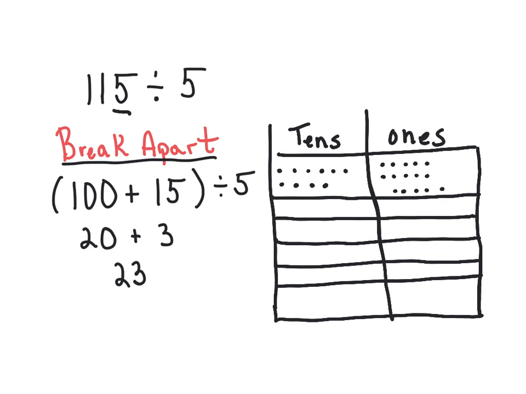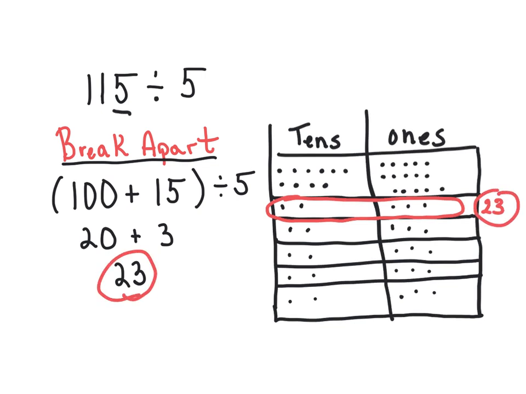So we're going to take those 10 tens, which is 100, and we're going to break it up. We have 1, 2, 3, 4, 5, 6, 7, 8, 9, 10. Now how many ones do we have? We have 15 ones. And we're going to break that up into 5 groups. Here we go. 1, 2, 3, 4, 5, 6, 7, 8, 9, 10, 11, 12, 13, 14, 15. And if we look at each group, we have 23. So we have 23 here in the break apart and 23 in our place value chart.